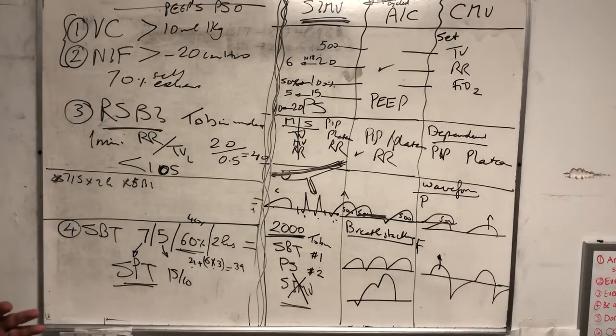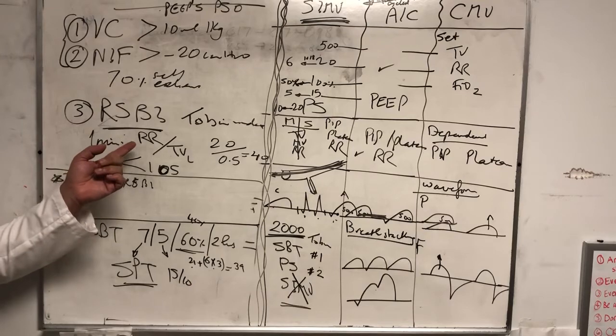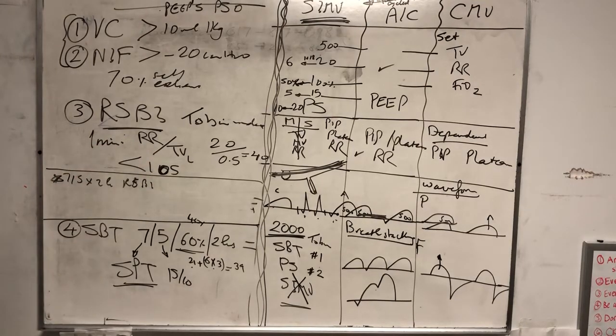But some attendings want to say, tell me the RSBI after this, meaning that they basically want you to tell them in one word what the respiratory rate and the tidal volume are. They just want to hear a number, so this way it can be a little bit more objective.